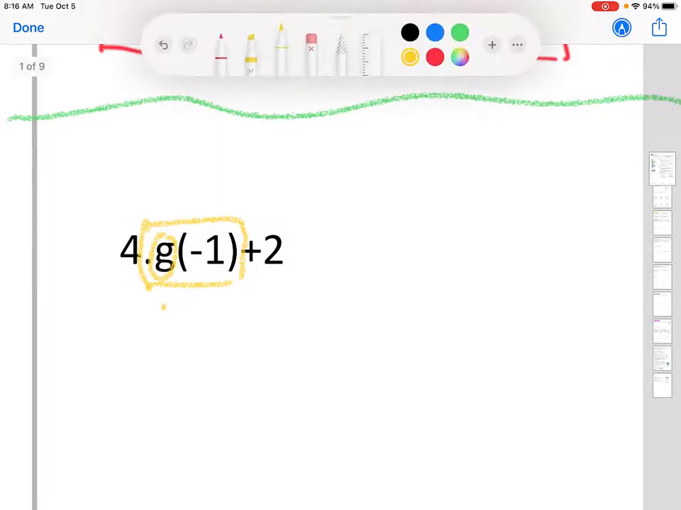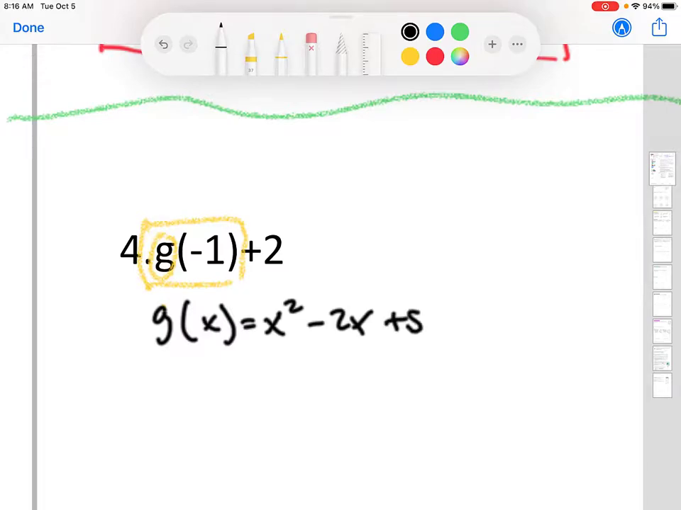I have g of x equals x squared, plus, sorry, that's a minus, 2x plus 5. And I'm going to go ahead and highlight this part here, the plus 2, because a lot of students will forget that. So you can just write a plus 2 at the end.